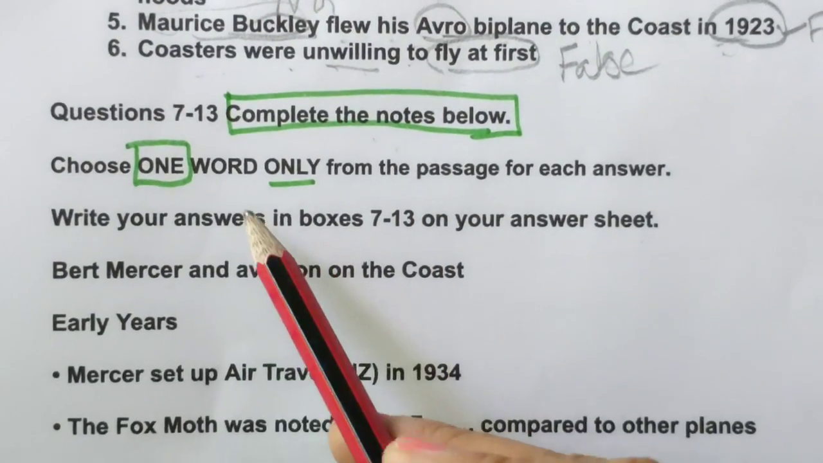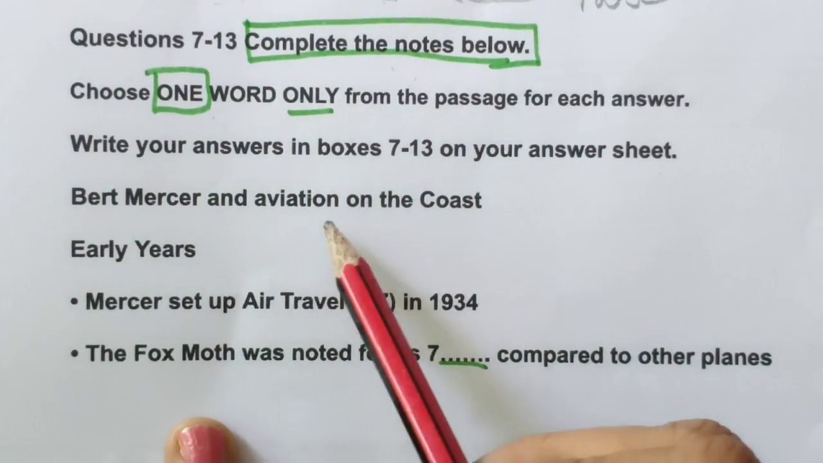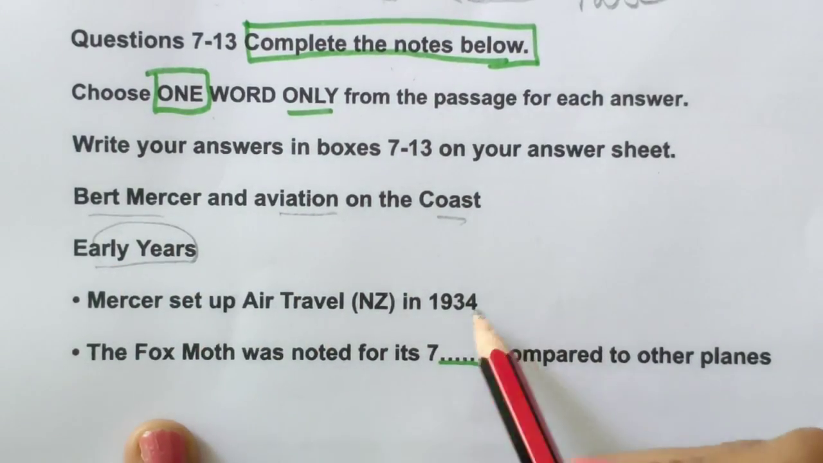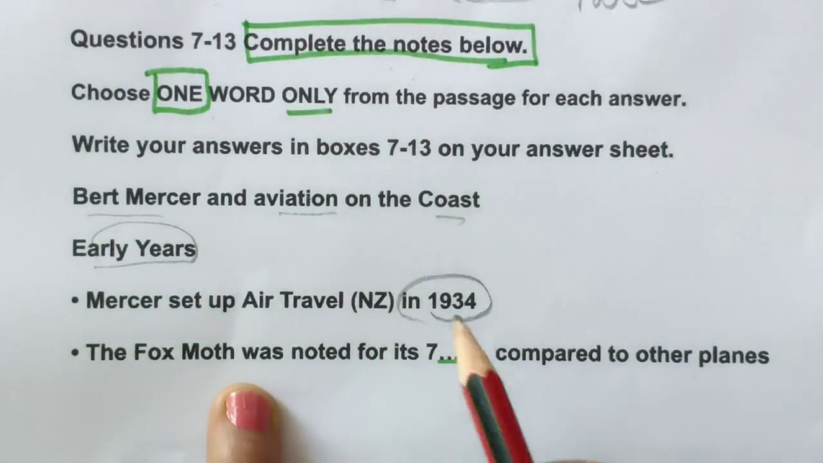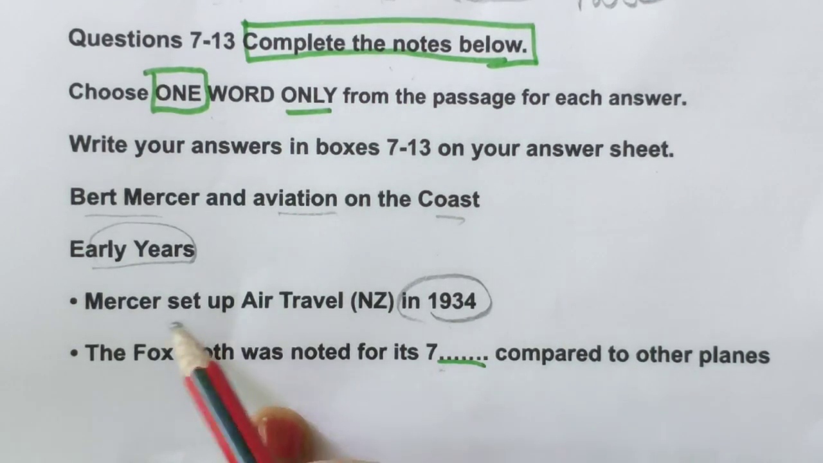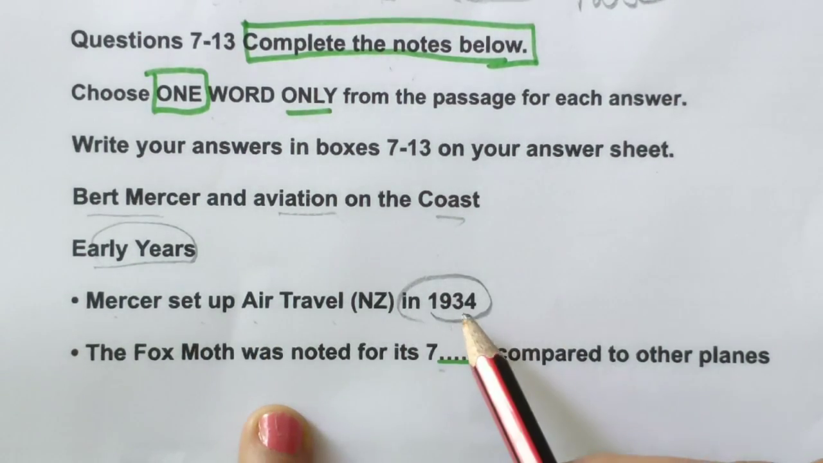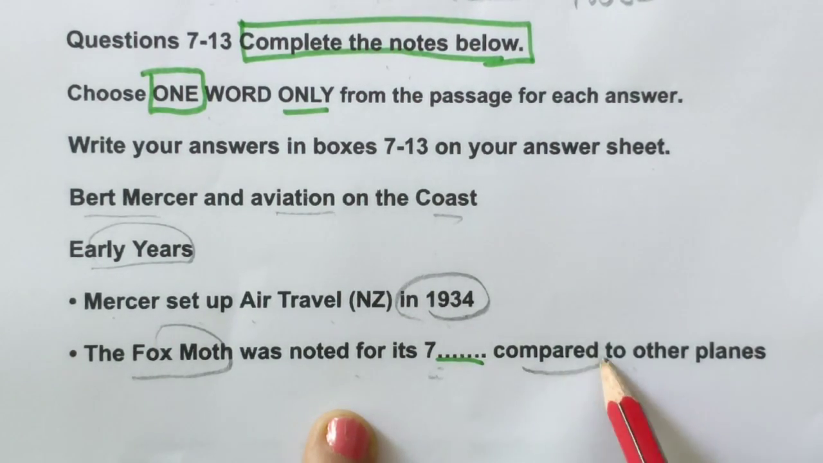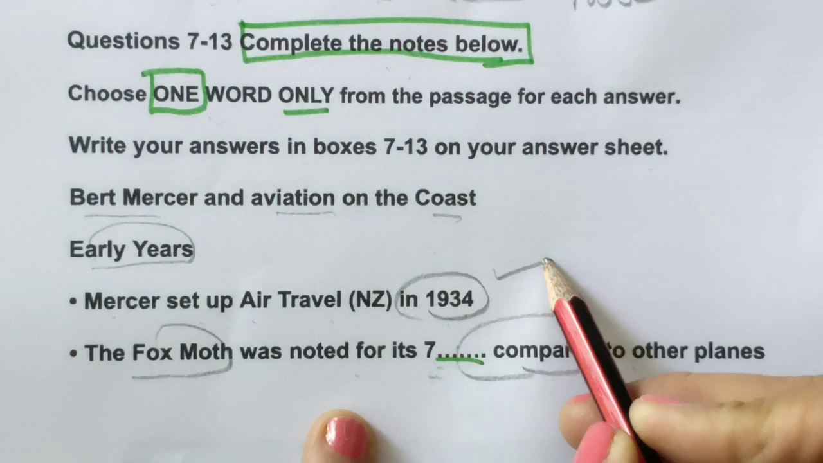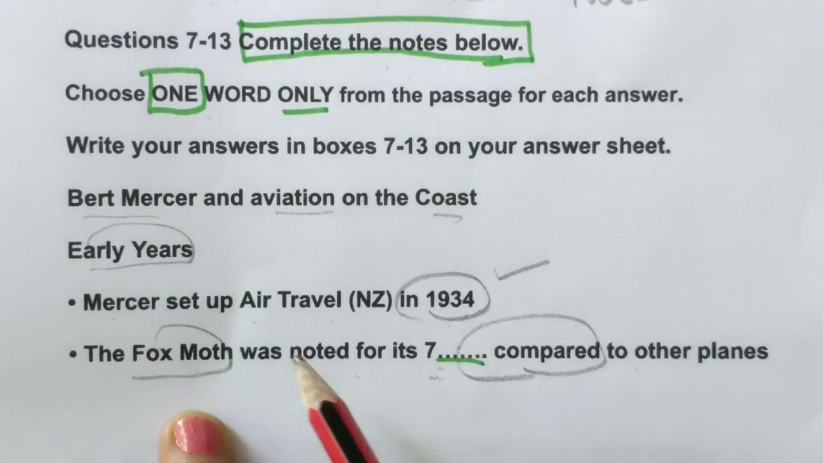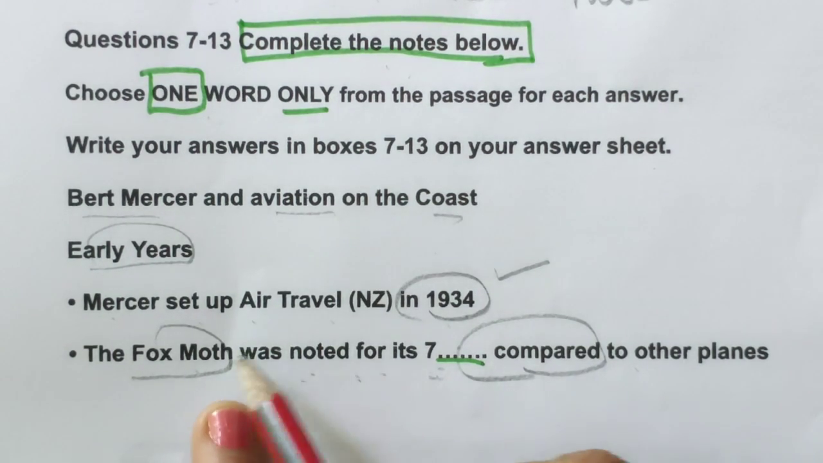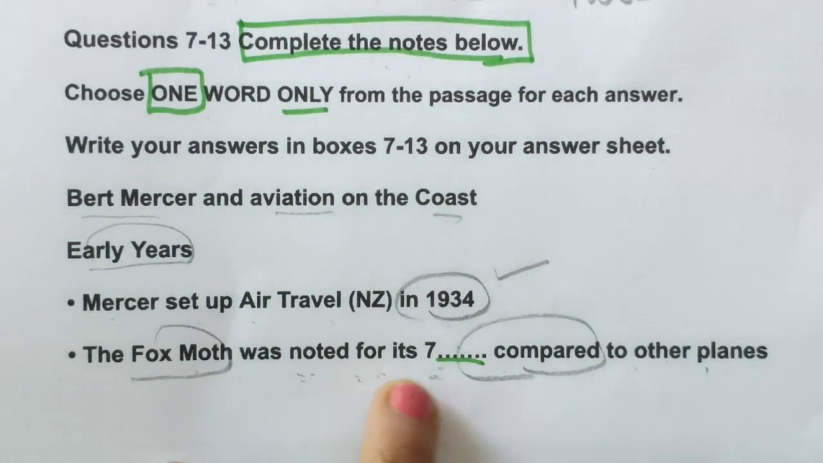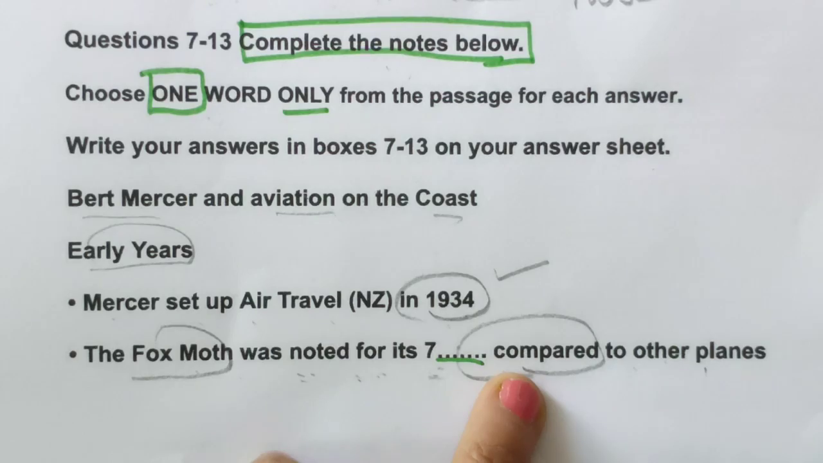We will be doing it. One word only we have to select, and of course Bert Mercer and aviation on the coast, early years. So let's find it. 1934, and then Mercer set up air travel. 1934. Fox Moth was noted for its blank compared to other planes. So first we will try to find 1934 and then Fox Moth. Comparison to other planes is also important.